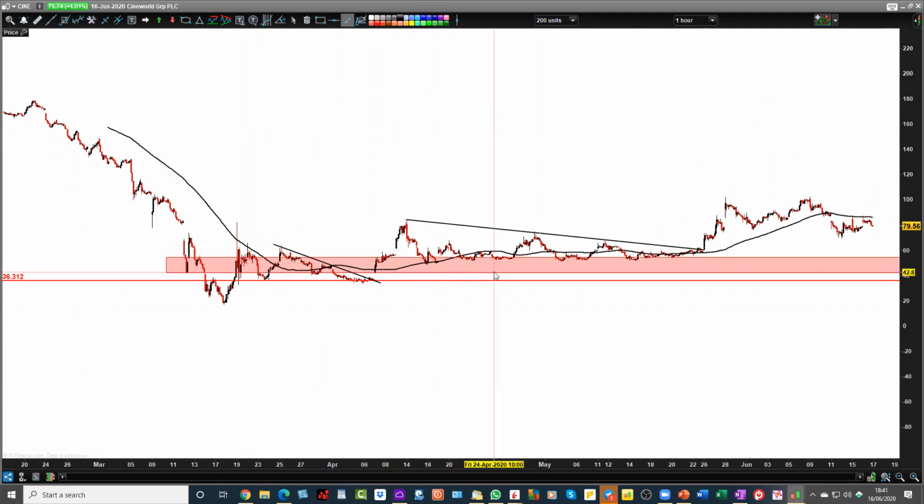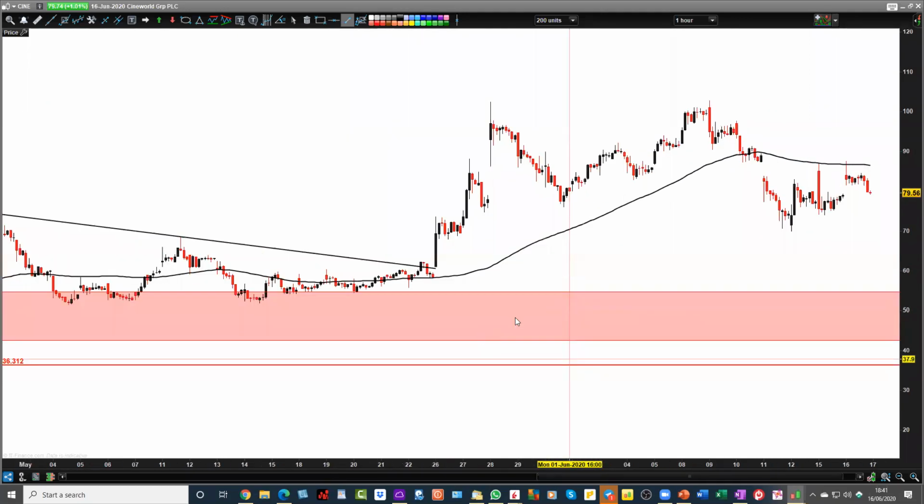So as long as it doesn't close, if you're taking a long, I would get your stop under 41 until it breaks, and then start to move your stop up and lock in profits. At the moment, it's a really gappy stock. Wow, it is. Yeah, it's been very volatile.